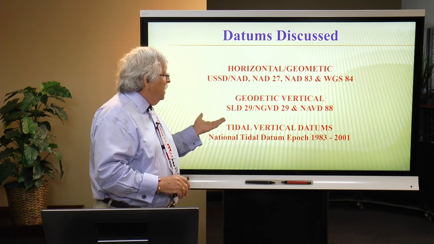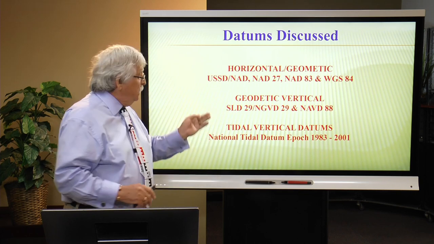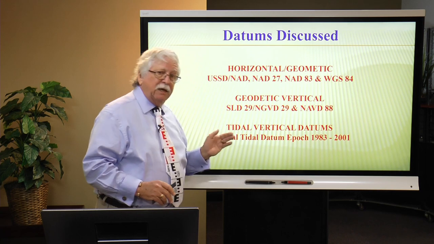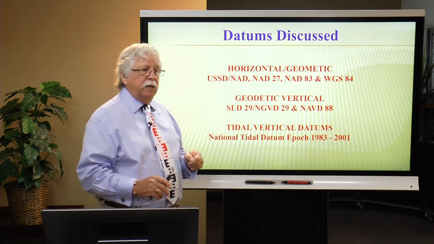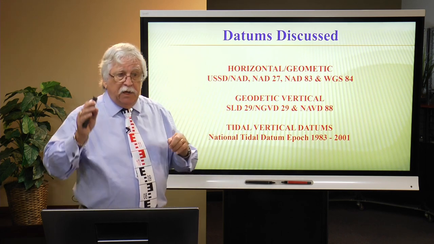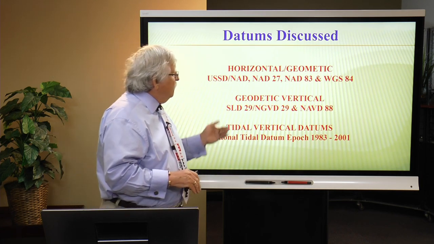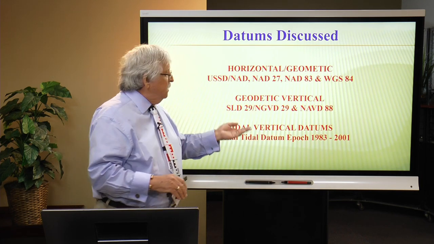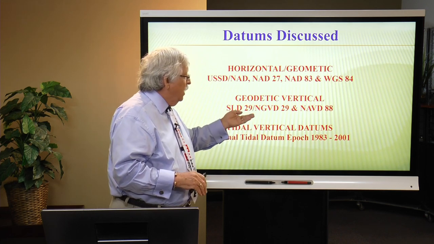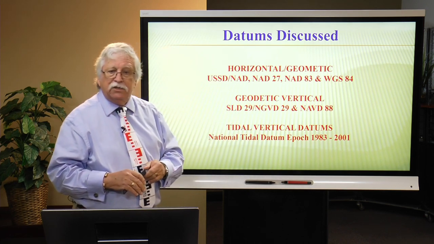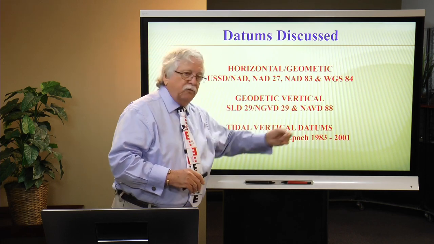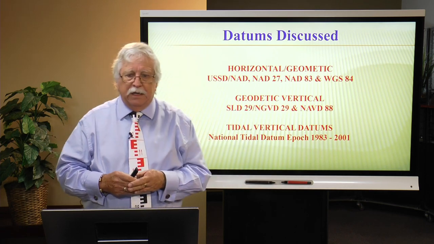On the vertical side, sea level datum of 29. Note it does not say mean sea level, it's just the sea level datum of 29, because the datum was tied to 26 tide gauges in the East Coast, West Coast, and Gulf. It was changed in name only, no height changes, to National Geodetic Vertical Datum of 1929, and the most current is the North American Vertical Datum of 1988.